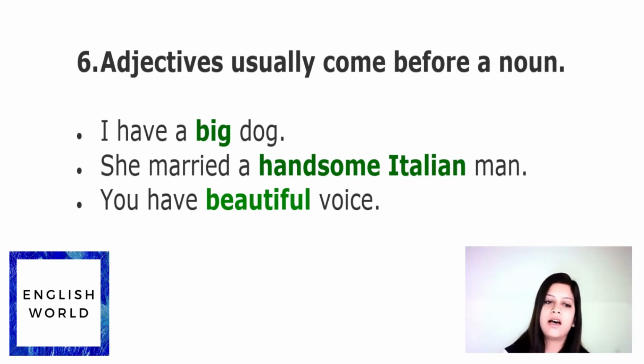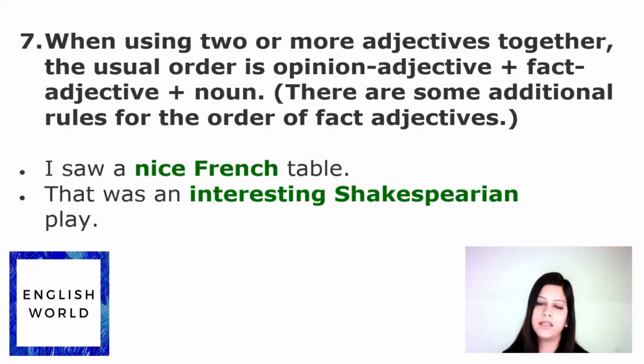Read these sentences. I have a big dog. She married a handsome Italian man. So, handsome Italian man. These are adjectives. Big dog. Big is adjective. You have a beautiful voice. Beautiful is adjective. Next, when using two or more adjectives together.